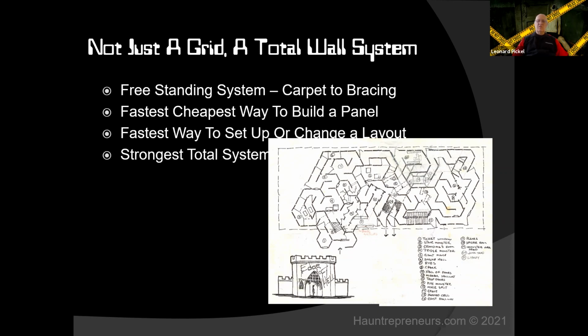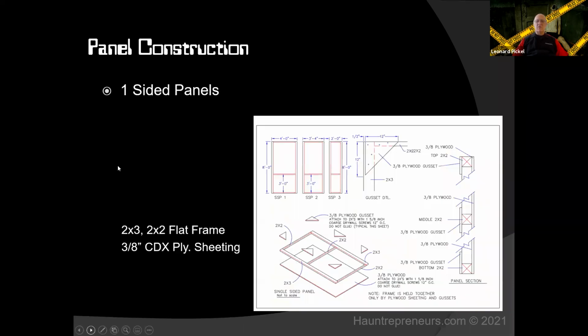But the triangular grid system is a way to build a panel where you're not having to use 3-inch screws to drive one screw through another 2x4, and we'll get to that in a minute. It's the fastest way to set up or change a layout, and it's the strongest system of putting panels together that I've ever seen in the haunted house industry. And those are some of the advantages. So what did we do?